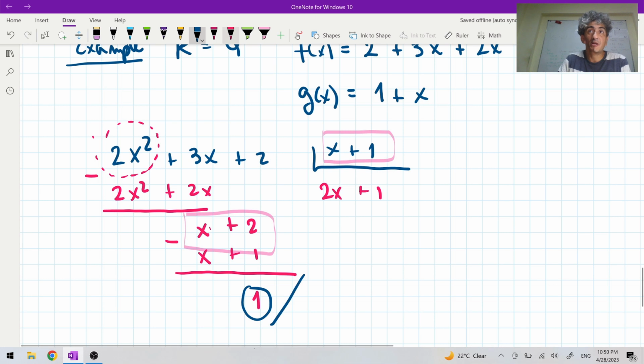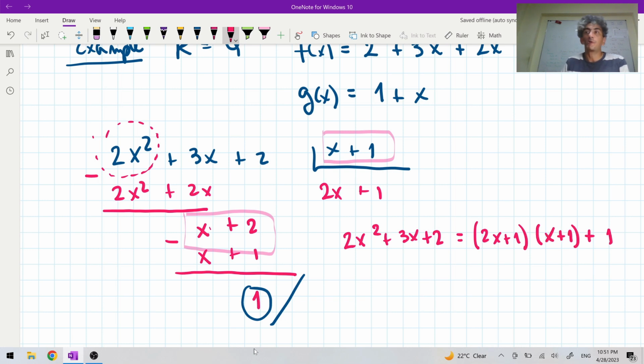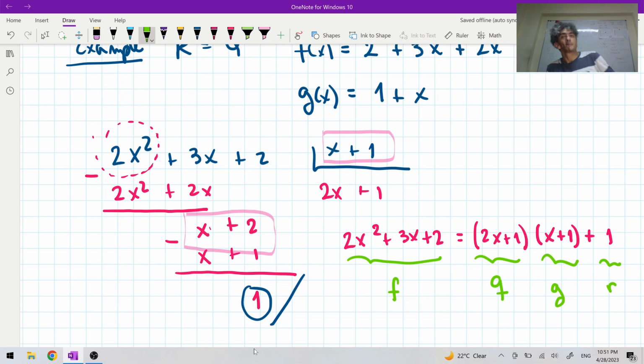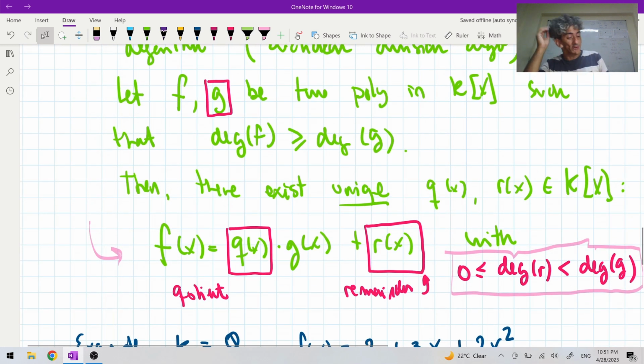What you get here is that you can write f as the quotient times the divisor plus the remainder. This one's f, this one is q, this one is g, and this over here is just r. Okay, so this is a very basic example of how this algorithm works. Okay, so we have that.